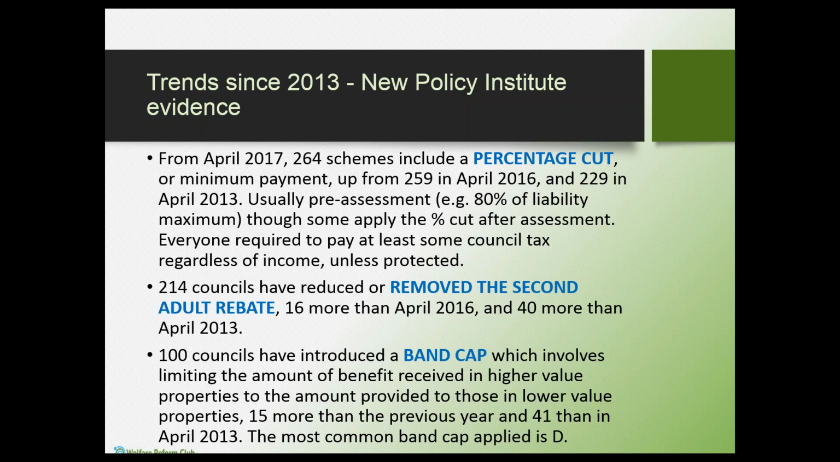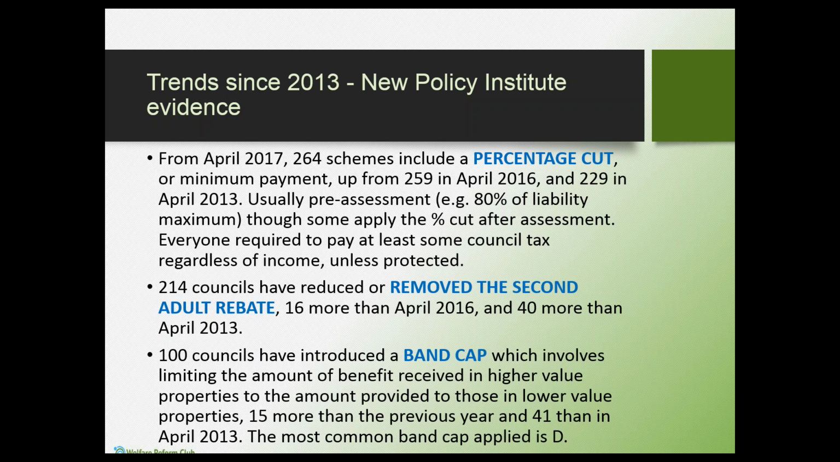And then, not surprisingly, 214 councils removed or reduced, but generally removed the second adult rebate, which was not that well used anyway, and was one policy freedom that was good in that sense, in that it really sort of streamlined the scheme.